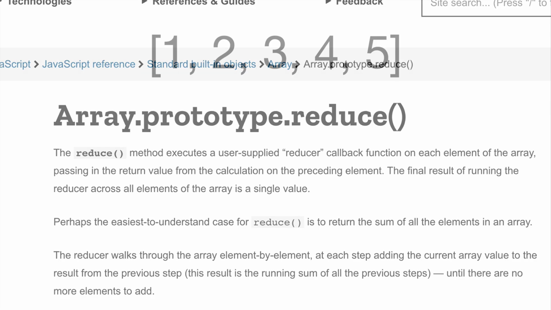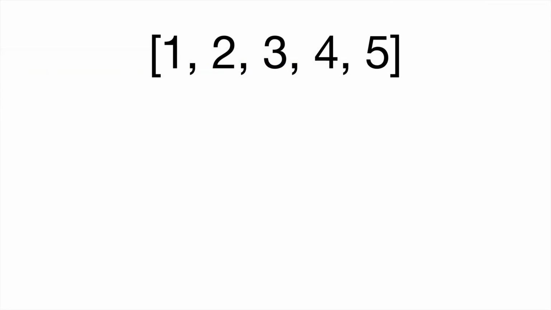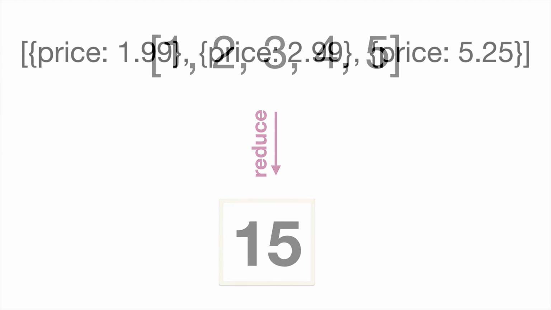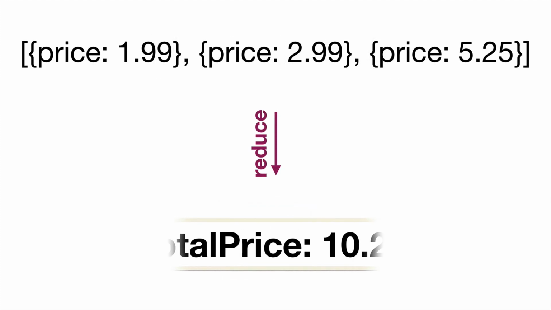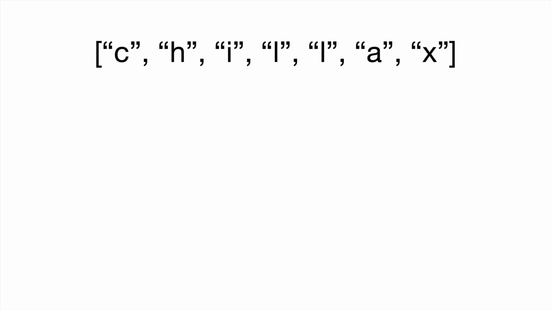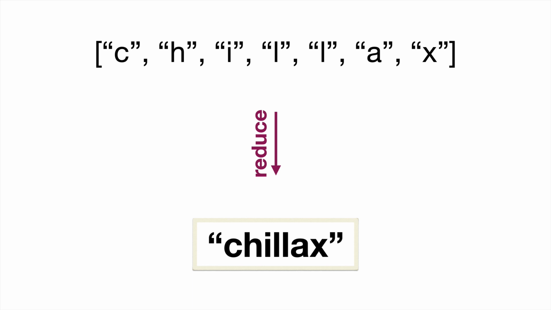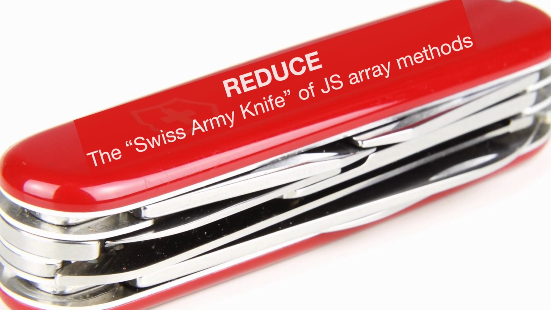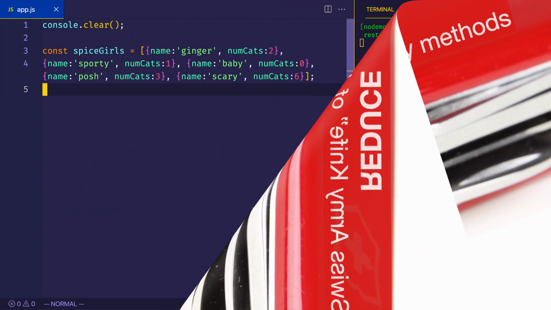For example, we could take an array of numbers and reduce them down to a single total value, representing the sum of those numbers. Or we could take an array of objects and total up the values from just a specific property on those objects. Another example could be where we have an array of strings, which would be letters, and we could reduce those letters down to a single string. So really, reduce is a super handy array method that can be used in a whole wide variety of scenarios.